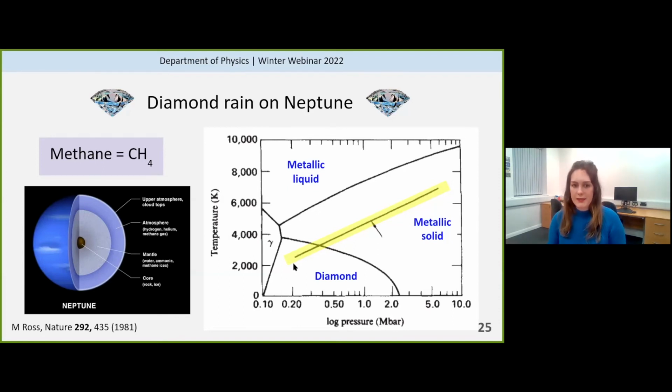So what you'll find is that at the top of the atmosphere, according to this diagram, you will have diamonds being formed essentially in the sky on Neptune, which will technically then fall down. So you then get diamond precipitation almost, or a diamond rain, which is really, really cool and kind of an unexpected outcome of some of these experiments.